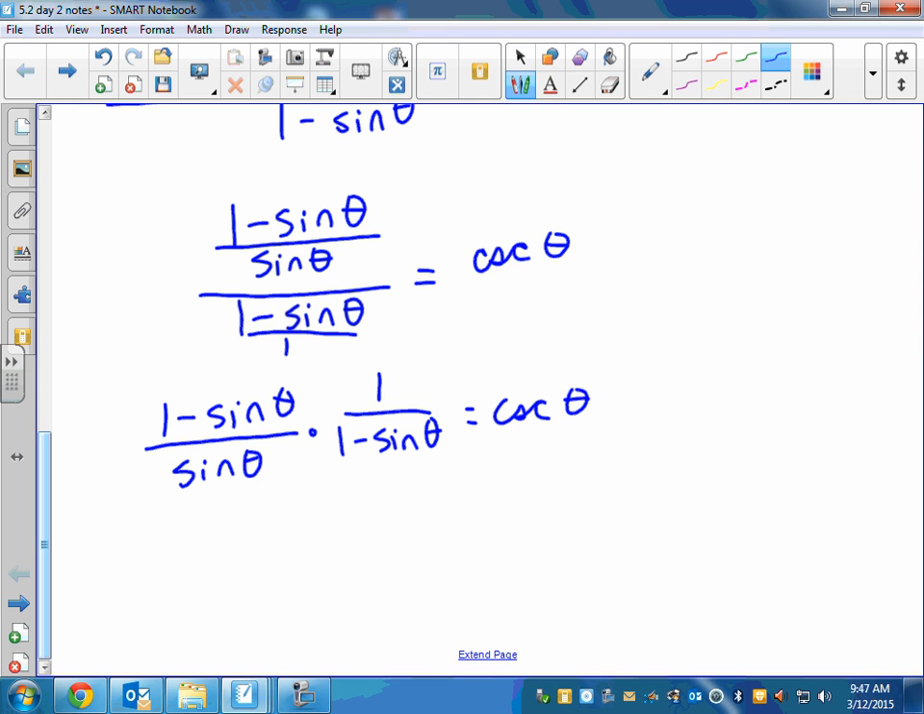Uh-oh. Slice them on out there. Do I need to write 1 over sine theta, or can I go ahead and just say that's cosecant? Go ahead. Skip that. We've done enough steps, right?